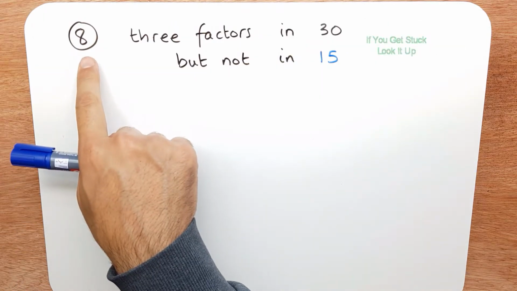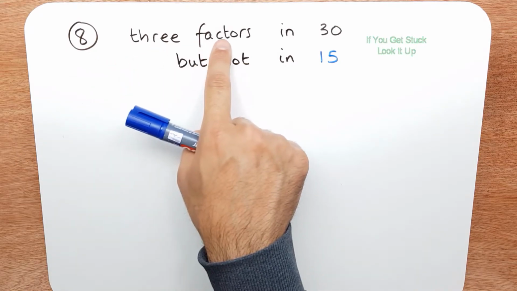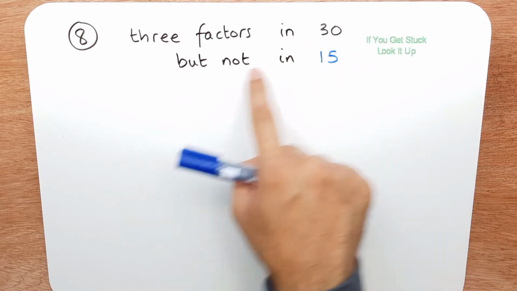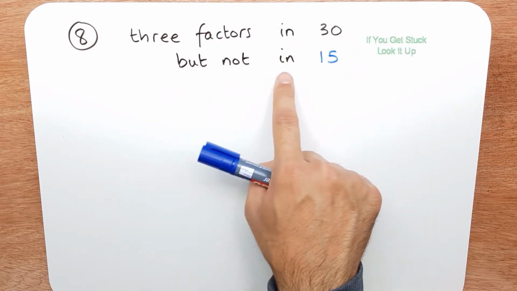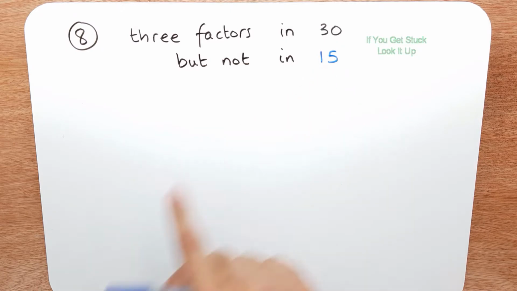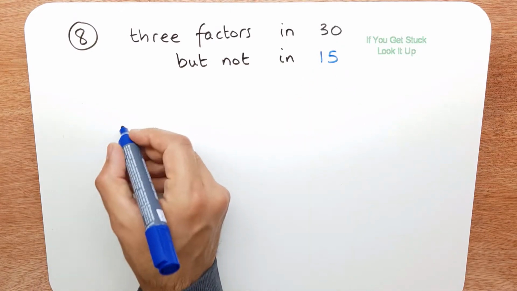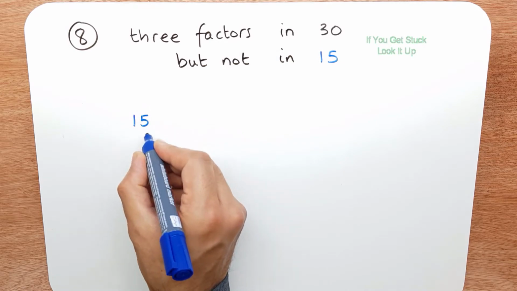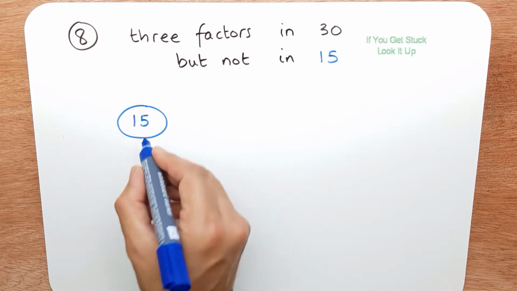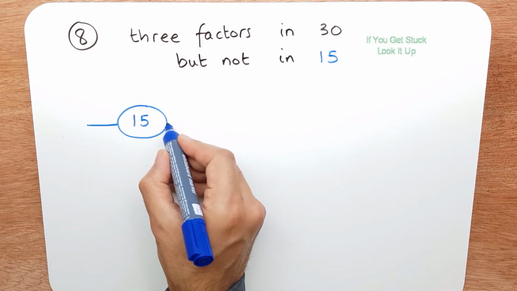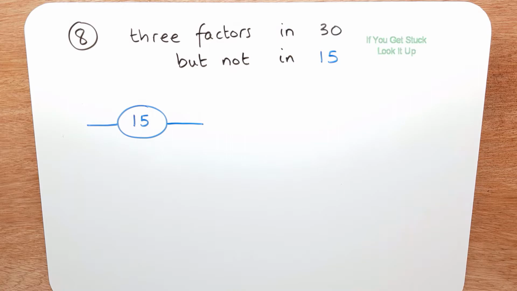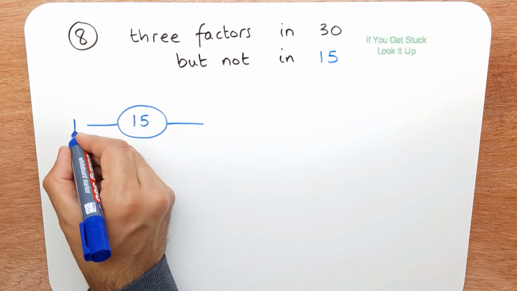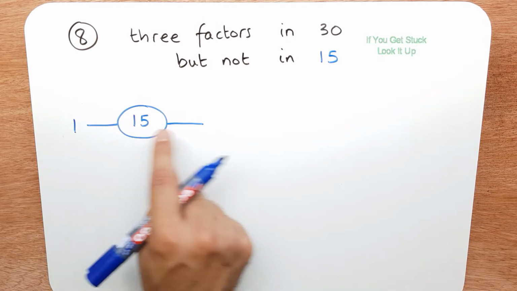In question 8, we're asked to find 3 factors in the number 30 that are not in the number 15. So let me have a look at this. This is how I like to do factors. So I do 15, I put a circle around it and I do 2 wings. 1 wing and another wing. Now, I always put the number 1 here, and whatever number is in this circle, I put it here.